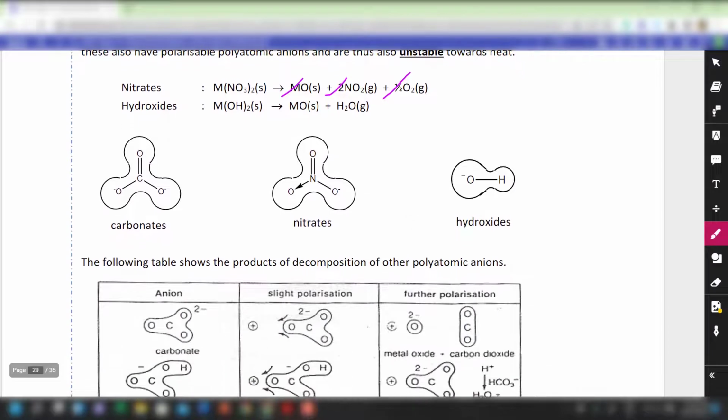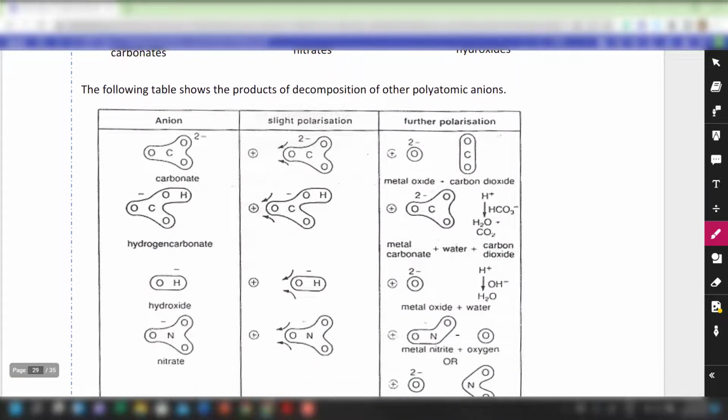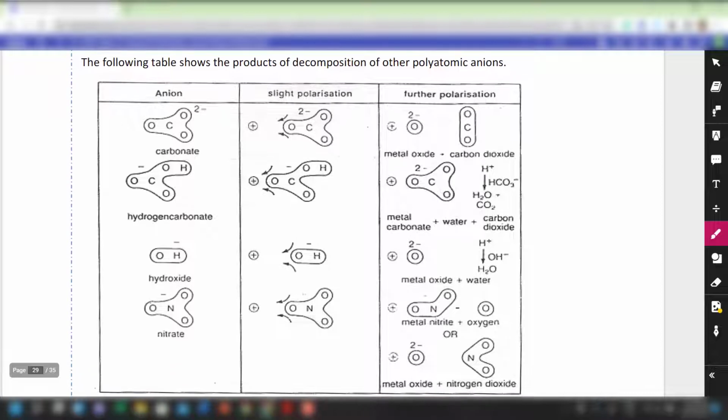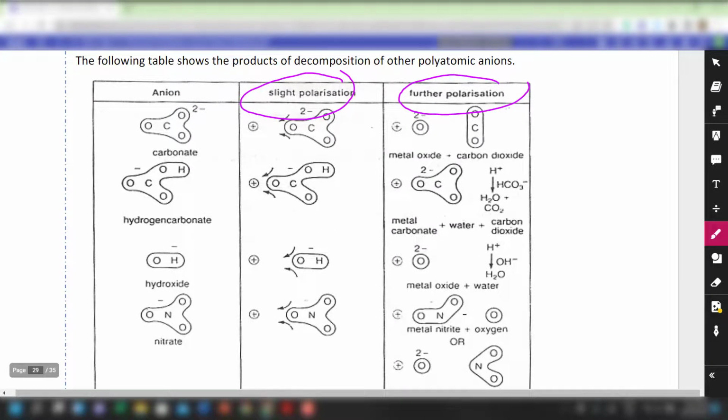Next, we are going to look at hydroxide. For hydroxide, it will decompose to give us the oxide as well as water vapor, in this case steam. The idea will be the same. You can just look at the cartoon over here in terms of the polarization and what happened during slight polarization and during further polarization. For further polarization, the internal covalent bonds within the anion get heavily distorted, and then eventually they will form a more stable small molecule.